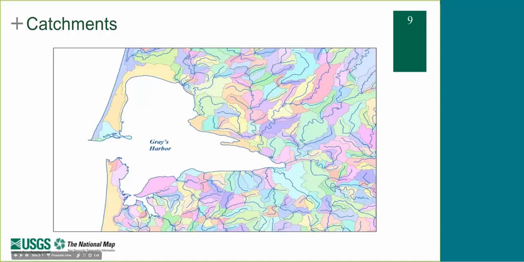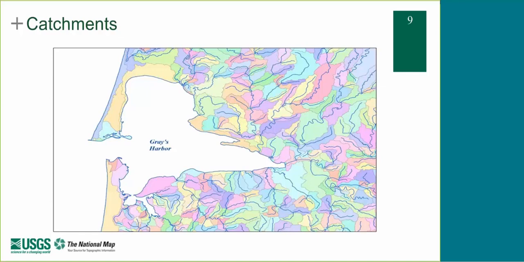So catchments really are important because they allow us to track the land areas that drain to the stream network, and that way we can relate conditions on the landscape and landscape processes to the stream network. This is really the first step in modeling the complete hydrologic system.